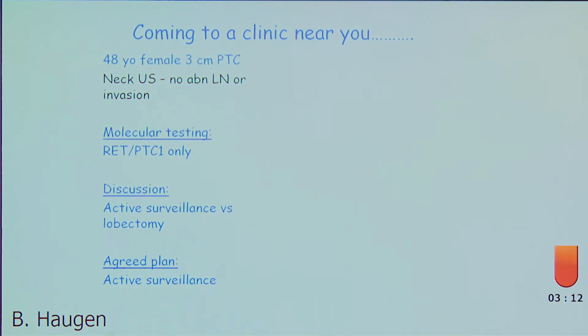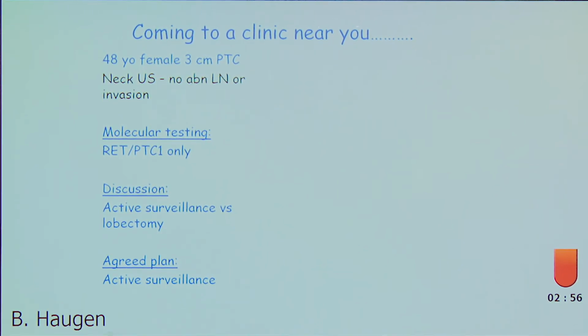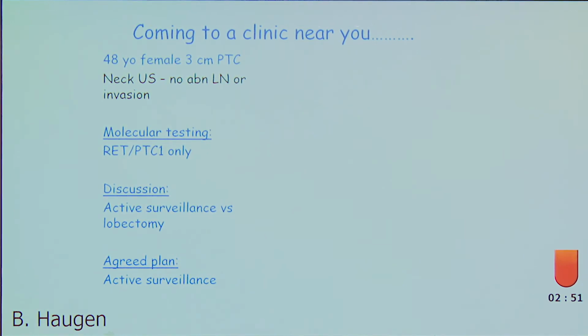So if you did molecular testing, even though we heard that maybe RET PTC is in the middle, as far as aggressiveness, maybe this wouldn't be this alone, RET PTC rearrangement, we would maybe have a discussion with this patient on active surveillance versus lobectomy. And maybe would choose active surveillance, even in a 3 centimeter papillary. Good ultrasound, this is the genetics.